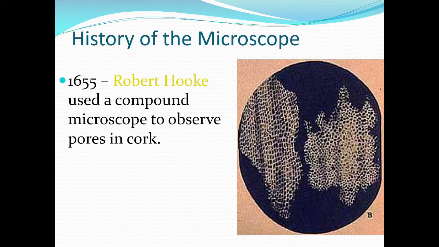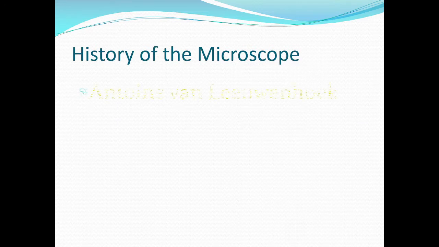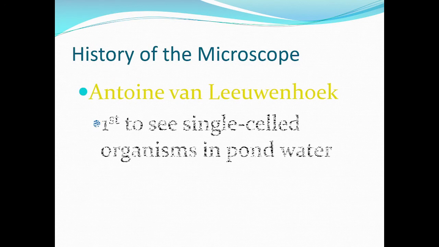It was Robert Hooke who used a compound microscope to observe pores in a cork, and he called these areas cellulae or cells. Anton van Leeuwenhoek was the first person to see single-celled organisms in pond water, and through the use of a microscope, he was able to magnify these microorganisms.